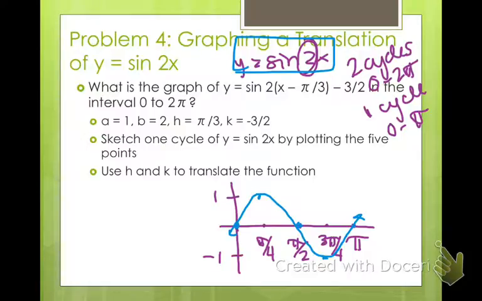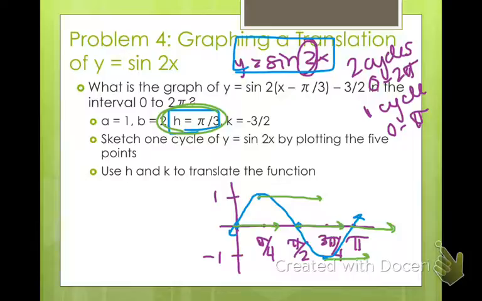Now, to do the translations, we have to go pi over 3 units to the right. Well, let me pick a different color. How about green? Pi over 3 units to the right. So pi over 3 is about halfway between pi over 4 and pi over 2. So I'm going to have to move each one of these over about 1.5 units. Okay, so we have the right translation.